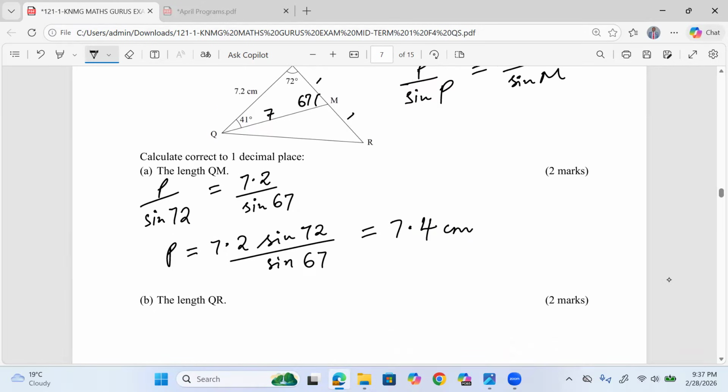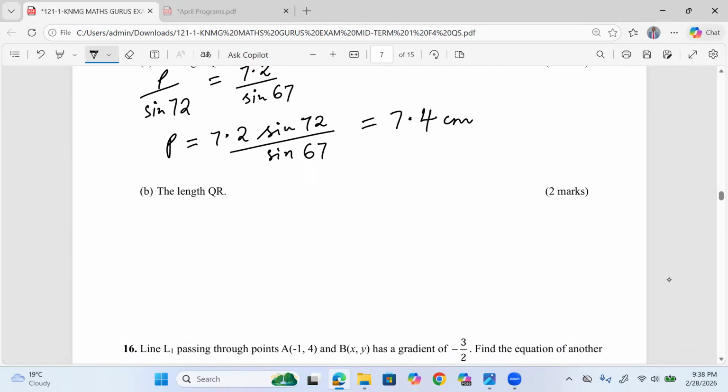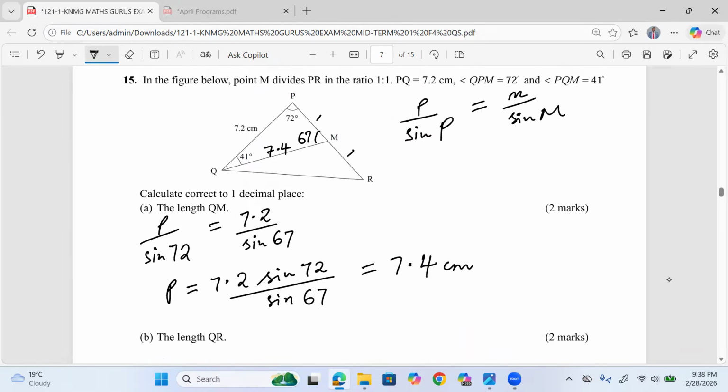Like that. Can we proceed? Yes. We need the length of QR. It's good for us to know that this angle shall be equal to, when we take 180, because it's along a straight line, and we subtract 67, we get 113. So let's know that as we continue working out our things.